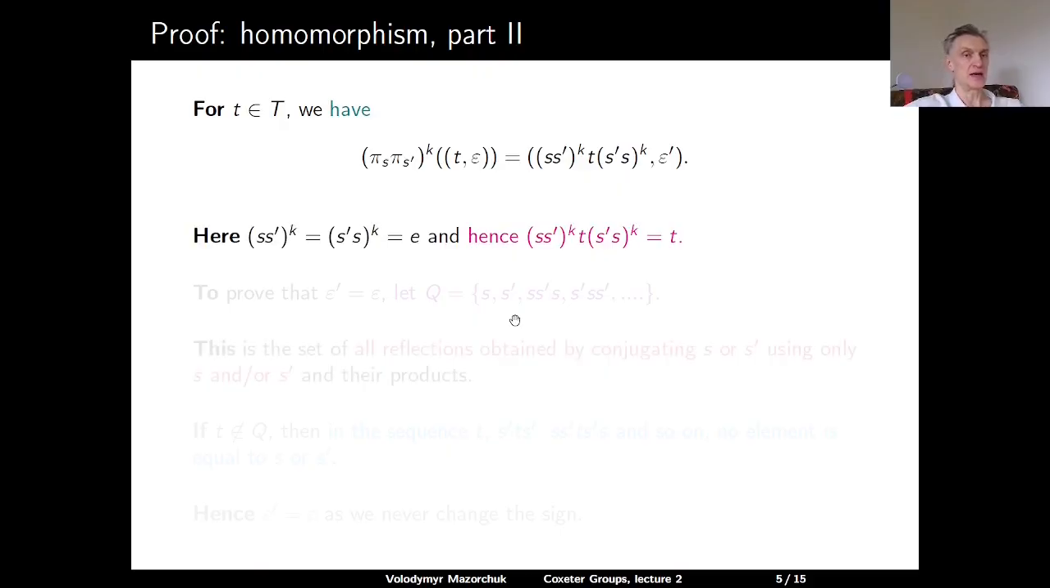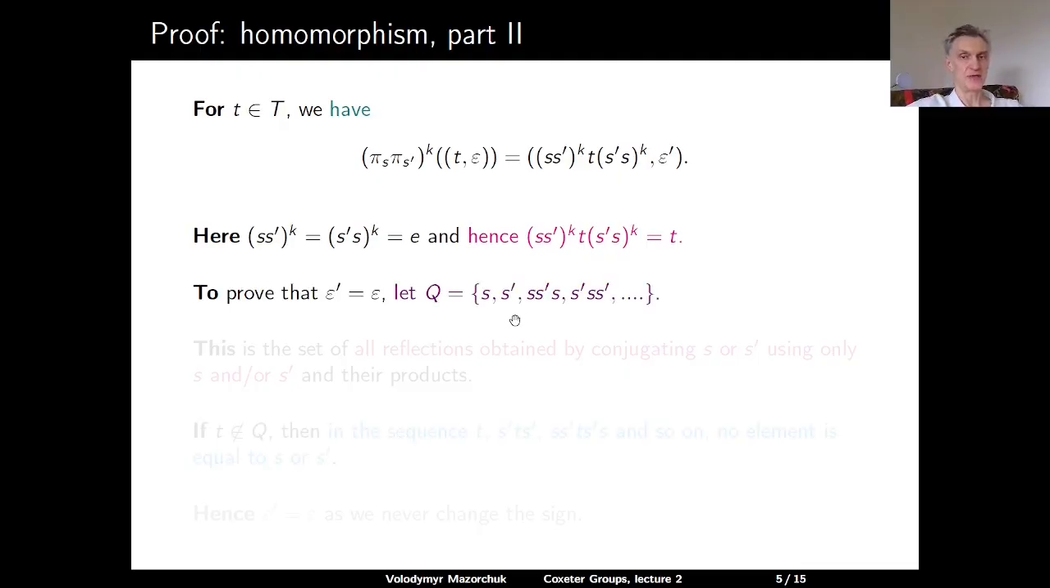So here s prime to the power k is equal to the identity and is equal to (s prime s) to the power k because of our relations in the Coxeter group. So at the first component we get t, and that's fine.